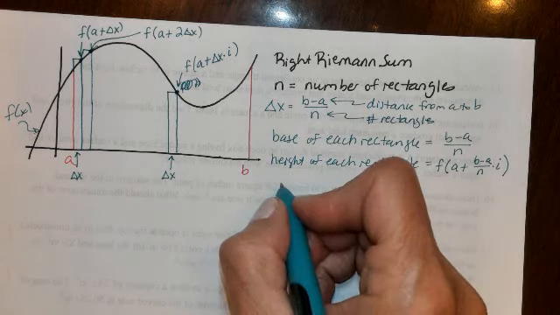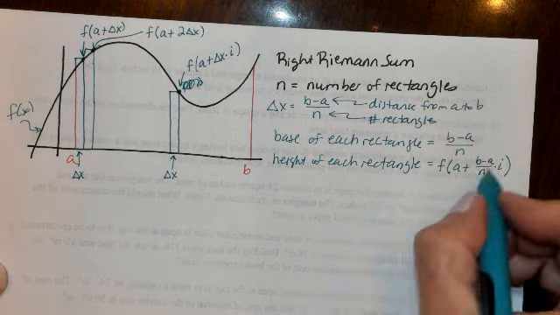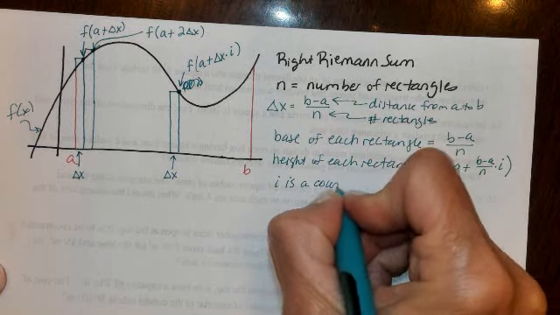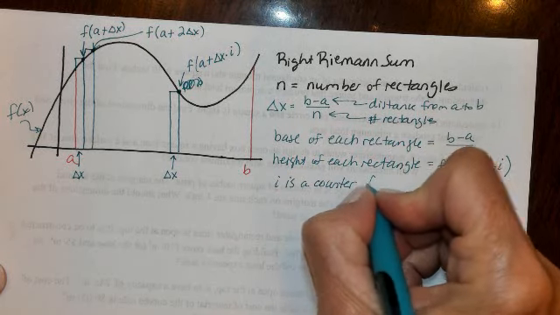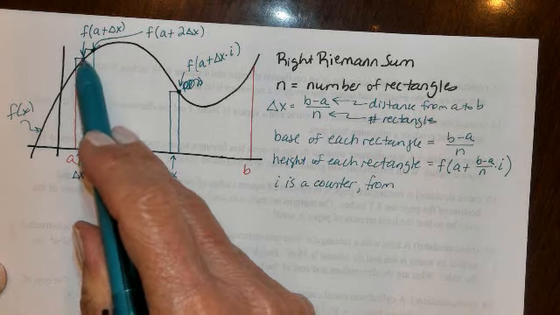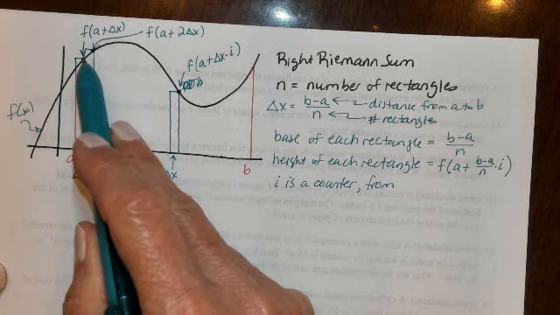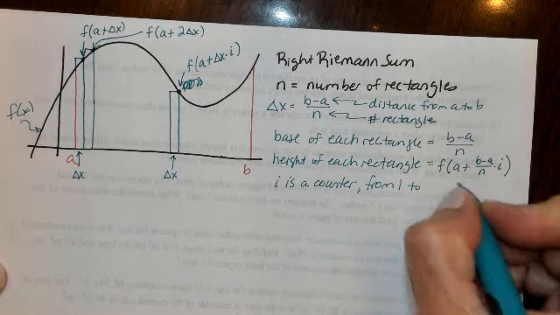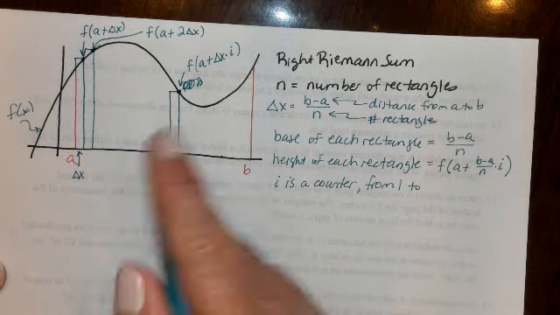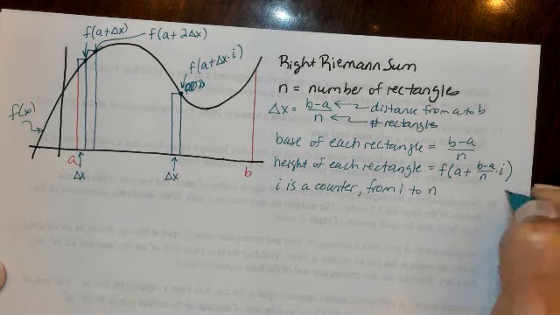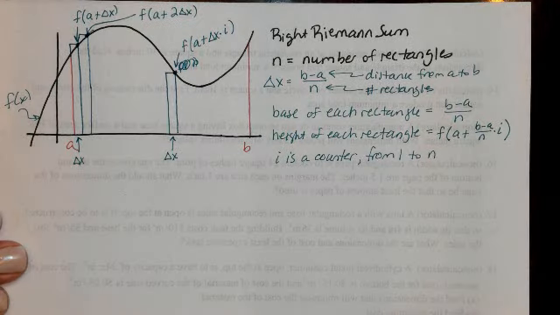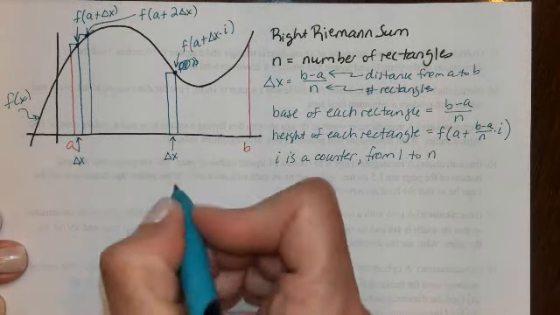So the area, so this i, by the way, i is just a counter. And what does i start at? Well, i will need to start at 1, right? And how many i's will there be? i represents the number of rectangles, so i goes from 1 to n, okay? All right, doing good.